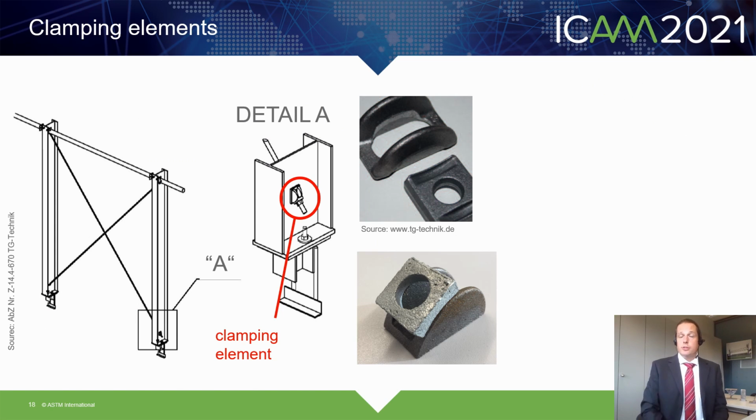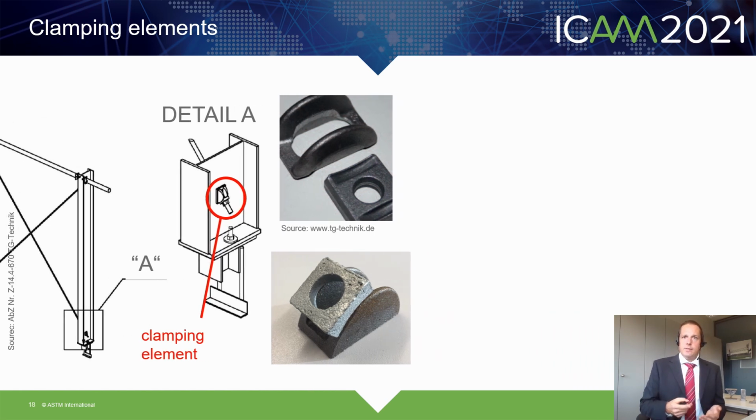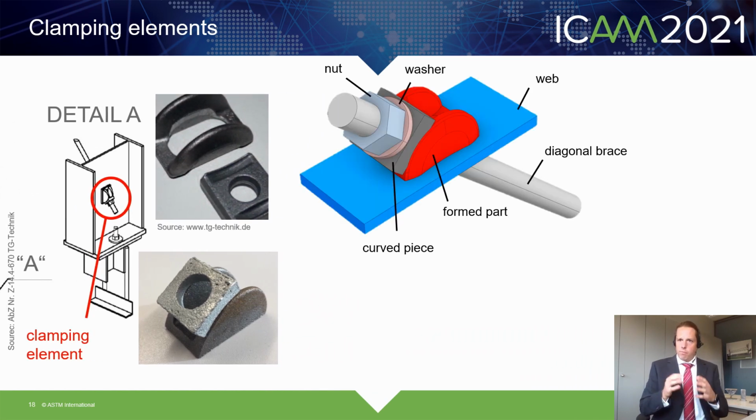I would like to introduce you to another element that is often used in steel fabrication and that can be welded directly onto a steel beam using additive manufacturing. These are clamping elements which are used to connect diagonal braces to a beam web. And these clamping elements consist of a form part and a curved piece. The form part, here in red, is welded onto the web in the factory by hand.